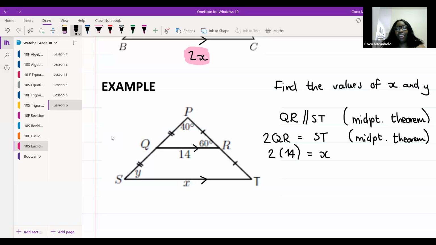Therefore, X will be equal to, tell me in the chat, guys, X is equal to what? Thank you, Lunabile. This one was a nice and easy one. Good. So we've got the answer for X. We know that X is now equal to 28. How are we going to solve for Y? Does anybody have any idea what we can do? Who's got an idea?